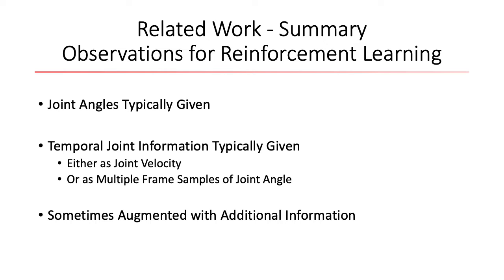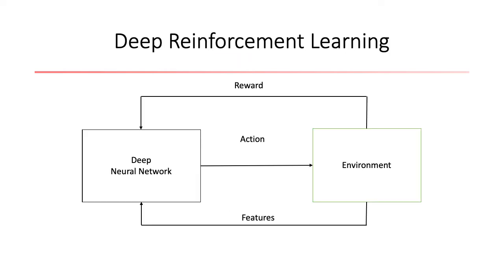We can see that joint angles are typically given in robot reinforcement learning, usually with temporal joint information such as joint velocities or joint samples across multiple frames. This is sometimes augmented with additional information. We are studying the utility of these 2 representations as input feature choices for deep reinforcement learning.